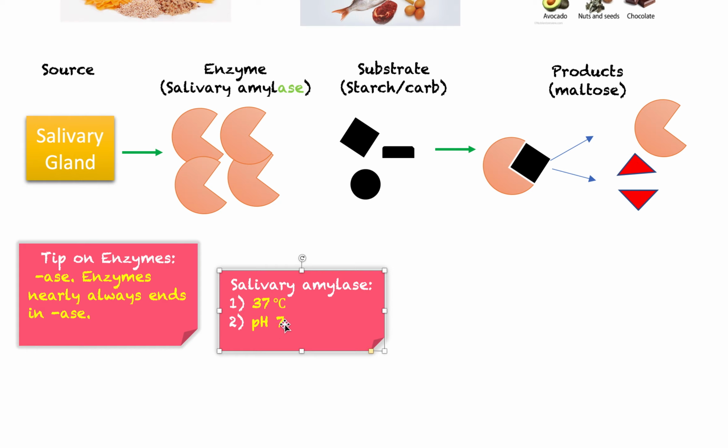If either of these two conditions is not right, then this enzyme won't work properly. Other enzymes have different conditions, but all enzymes need 37 degrees Celsius. Other enzymes may have a different pH that they like, but all enzymes like this temperature, okay?